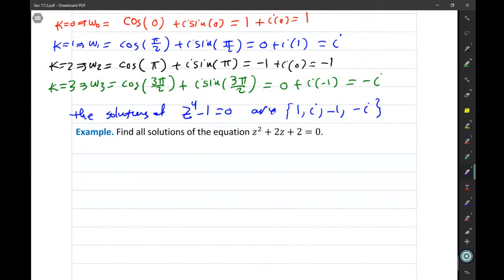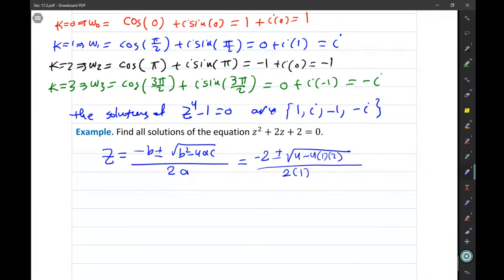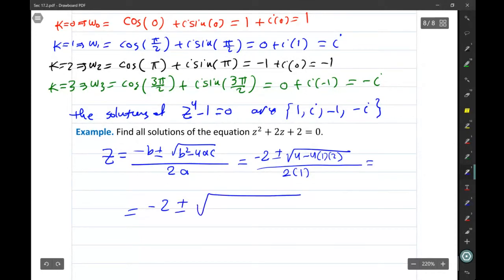This example you can solve by the formula minus b plus or minus the square root of b squared minus 4ac, divided by 2a, which is equal to minus 2 plus or minus the square root of b squared, which is 4, minus 4 times 1 times 2, divided by 2 times 1, which is equal to minus 2 plus or minus the square root of 4 minus 8, all of it divided by 2.